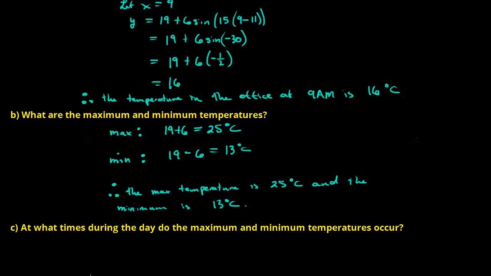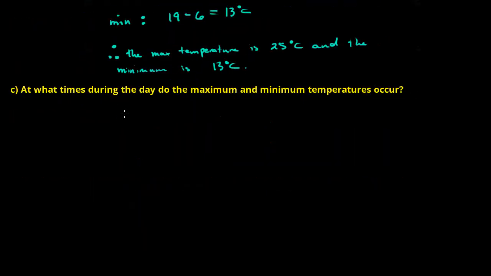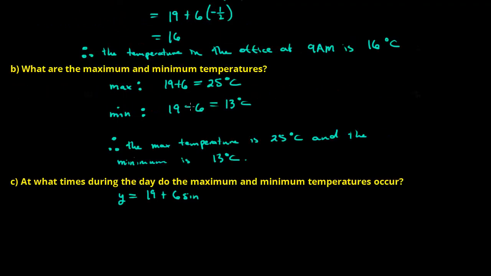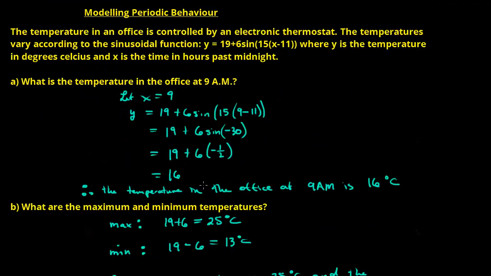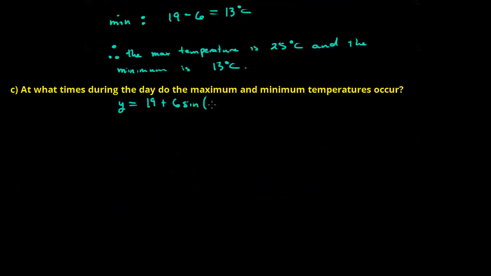The next question says, at what times during the day do the maximum and minimum temperatures occur? So let's think about our equation here. We've got y is equal to 19 plus 6 times the sine of 15 x minus 11. Here we want to figure out at what times do the maximum and minimum temperatures occur.